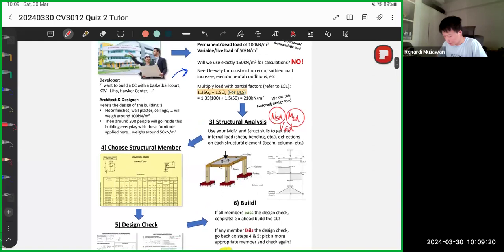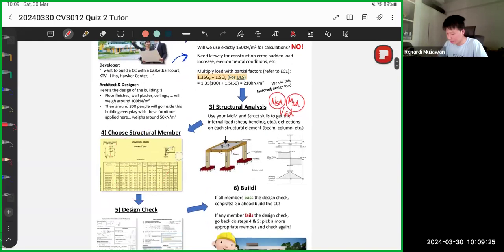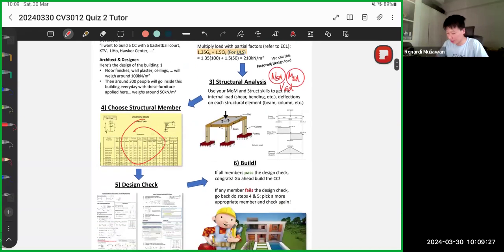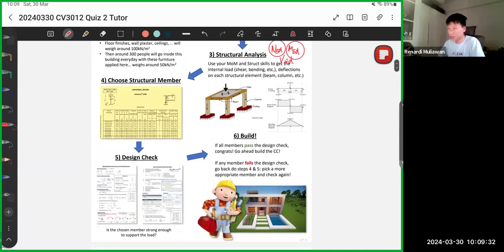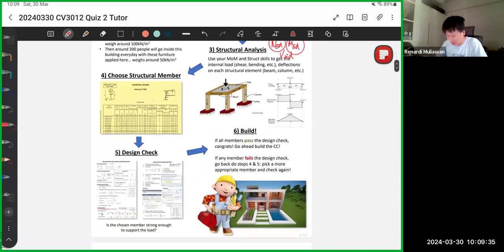After you've gotten the loadings, then you choose the structural member. For this, they either give you the structural member to check, or you need to choose your own structural member. After you select the structural member, you do the design checks. If all the design checks pass, then it's okay. If it fails, then you need to redesign. But for this course, if it fails, just write check fails. You don't need to redesign, because it takes time.